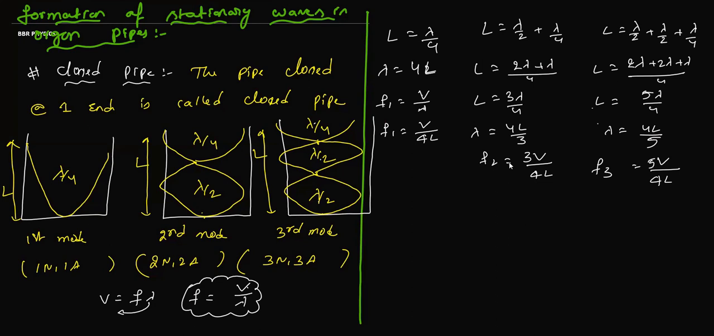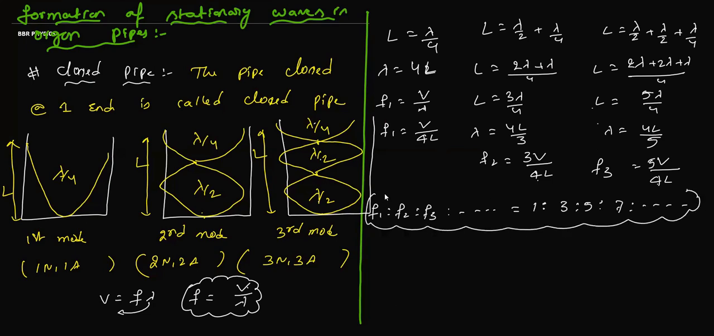Now we need to check the ratios of these frequencies. F1 is to F2 is to F3. If you keep doing like this, what do we get here? V by 4L is to 3V by 4L is to 5V by 4L. V by 4L will get cancelled, which means 1 is to 3 is to 5 is to 7, and so on. This is the frequency ratio in which case? When the pipe is closed at one end.